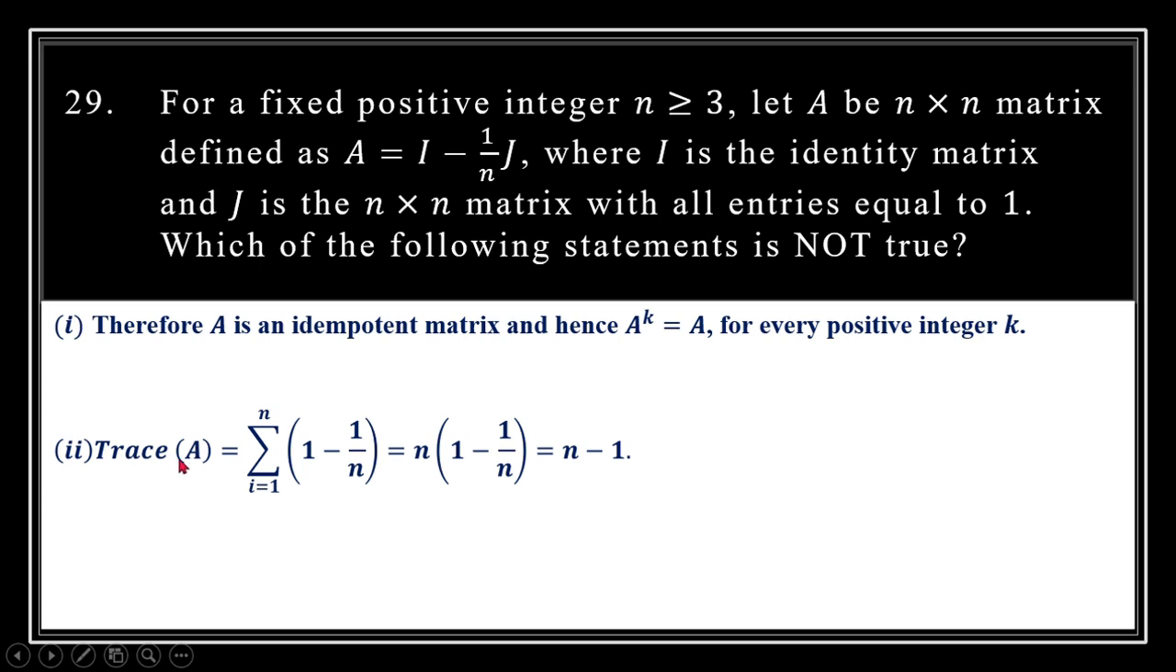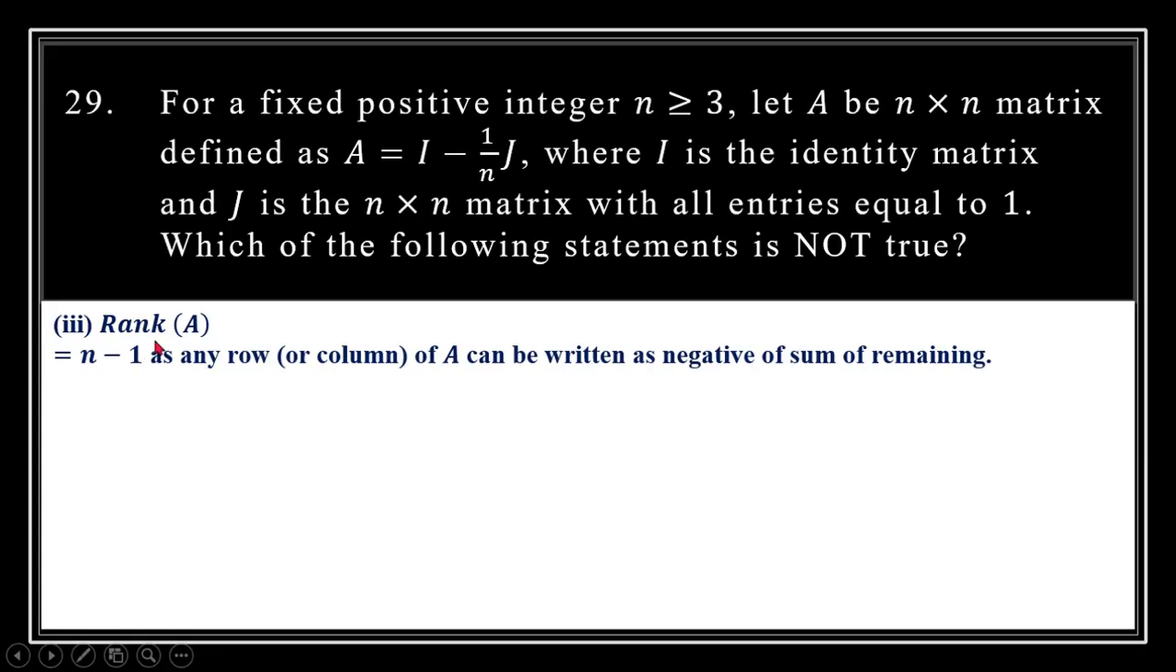Moreover, trace of A is equal to summation of 1 minus 1 by n, because identity matrix contains only diagonal elements equal to 1, all remaining are zeros, and the trace is nothing but the sum of diagonal elements. So trace of A becomes the sum of diagonal elements of A, which are nothing but 1 minus 1 by n, and such diagonal elements are n in number, so it will be summation of 1 minus 1 by n, i equal to 1 to n, so it will be n times 1 minus 1 by n. It is equal to n into 1, that is n, minus n into 1 by n, that is 1, so it will be n minus 1.